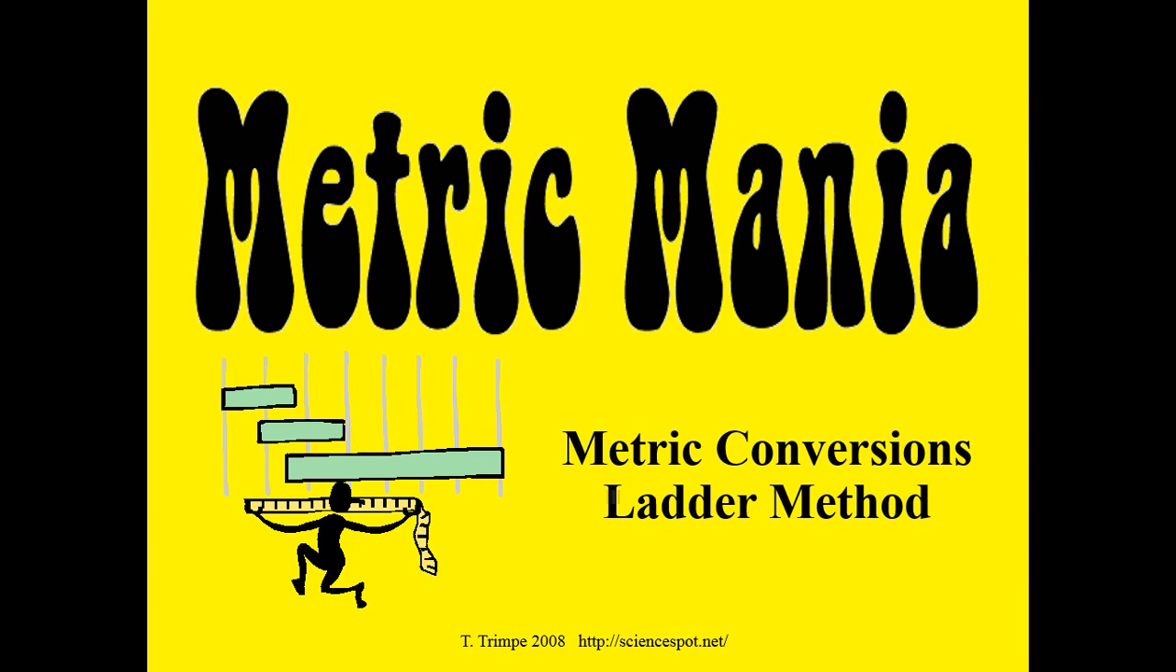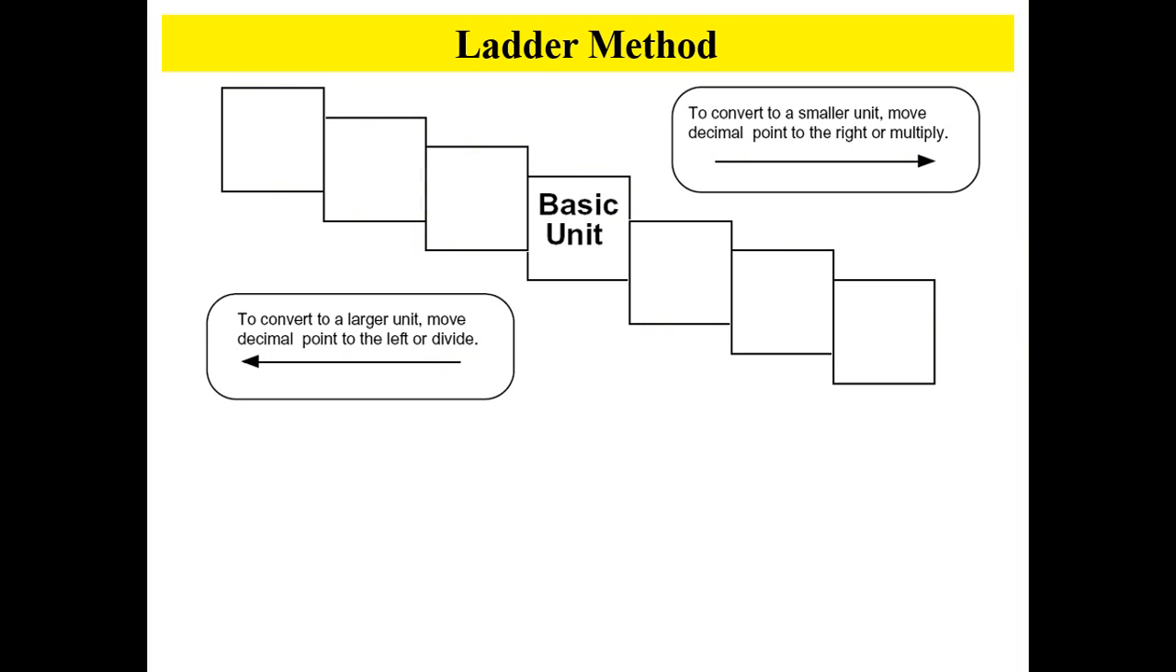Metric mania. So normally measuring in the metric system and converting in the metric system is a tricky subject, but this presentation should make it all make sense. In science class we used the ladder method to convert from one unit in the metric system to another unit. So for example, if you wanted to go from grams to kilograms, we would use this thing called a ladder.